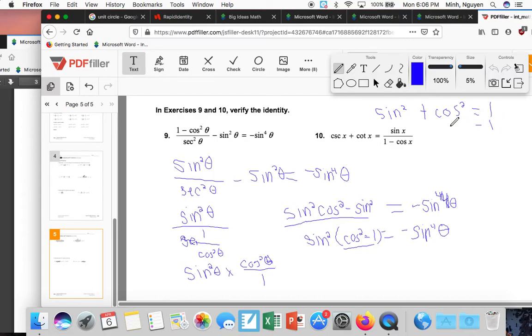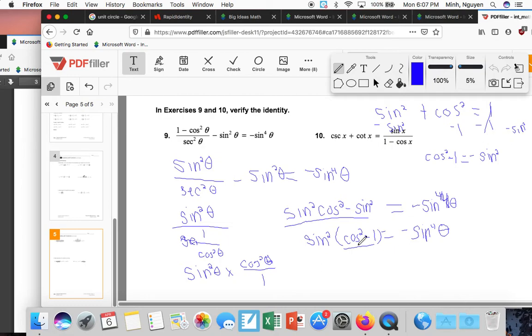Subtract 1, subtract 1. And then I'm going to subtract sine squared from both sides so that on my left side of the equation, cosine squared minus 1 will be by itself. So cosine squared minus 1 equals, so 1 minus 1 is 0, 0 minus sine squared is negative sine squared theta.